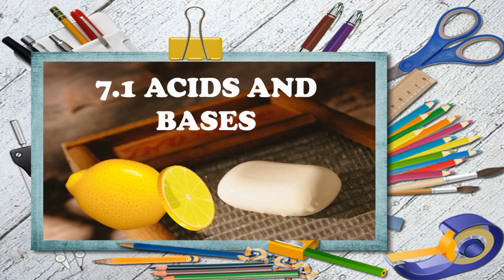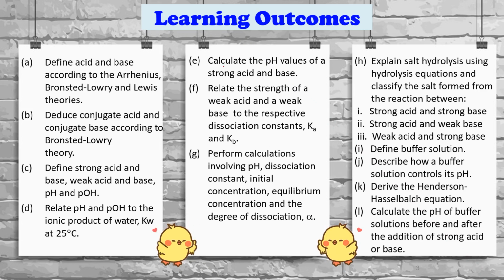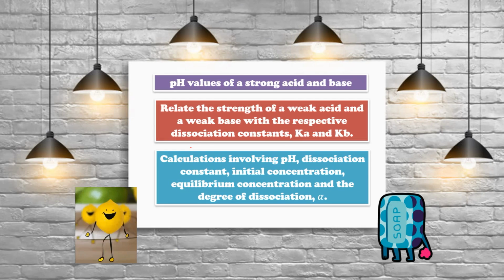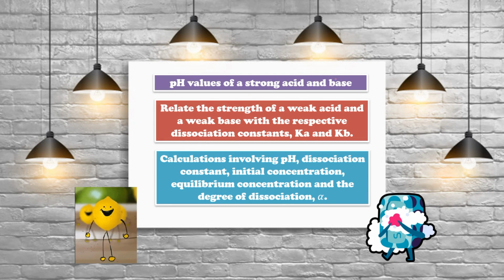So today we will continue our discussion on topic 7.1 acids and bases. So here is the learning outcome. For learning outcome A, B, C, and D we already discussed. Now we are going to focus on E, F, and G. Alright, so these are the topics.